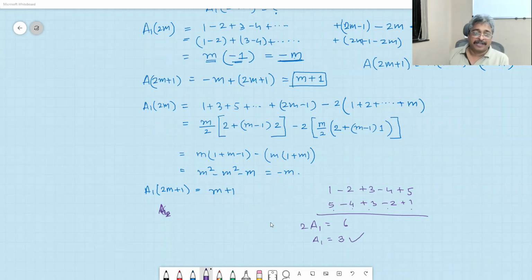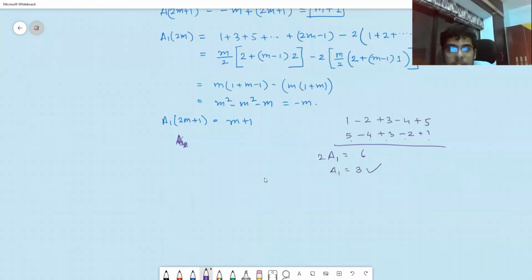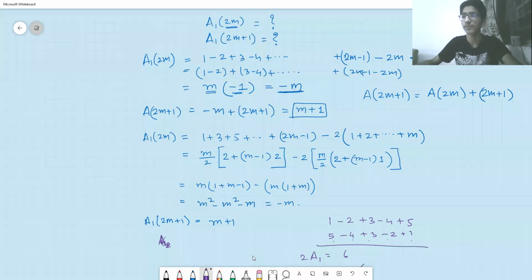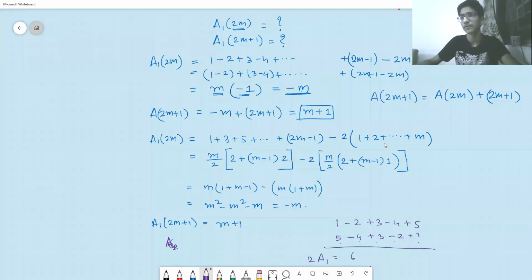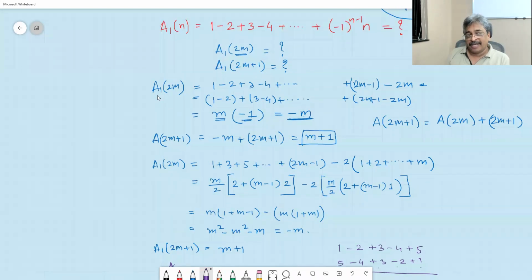Maybe that is the longest method. Sir, we are taking the mth even number, right? When we say m, we mean the mth even number or the mth odd number, right? That is why we created the notation A1 of 2m. When I say A1 of 2m, the last number is an even number. And when I say A of 2m plus 1, the last number is an odd number.